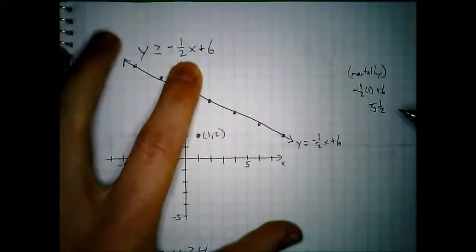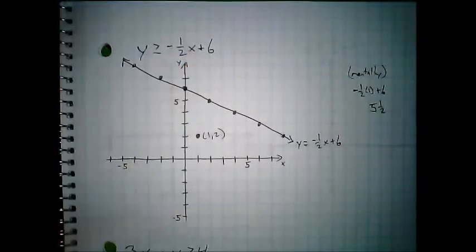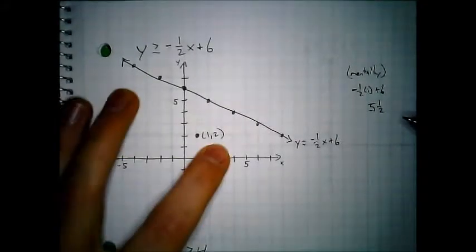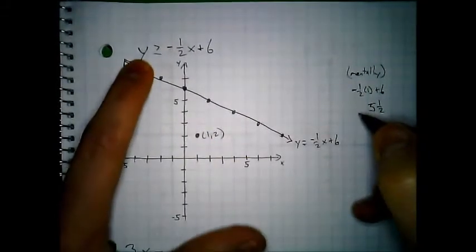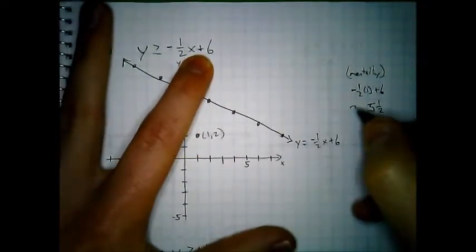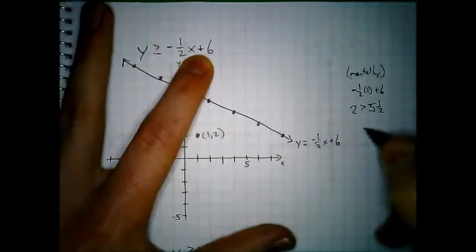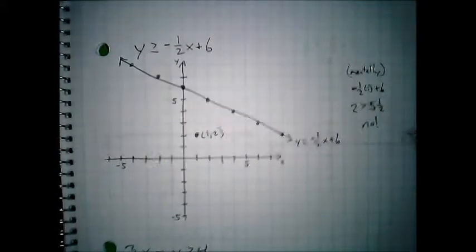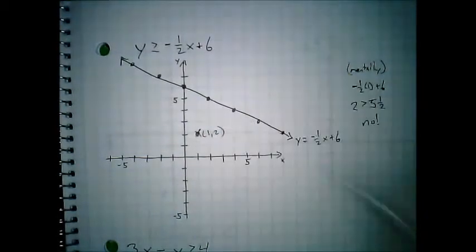Okay, so negative 1/2 times 1 is negative 1/2. Negative 1/2 plus 6 is 5.5. Again, this should be mental math at this point. Our y value is 2, so we want to know, is 2 greater than our 5.5? Okay, no, it's not. So what does this mean? Well, this simply means that (1, 2) isn't a solution.